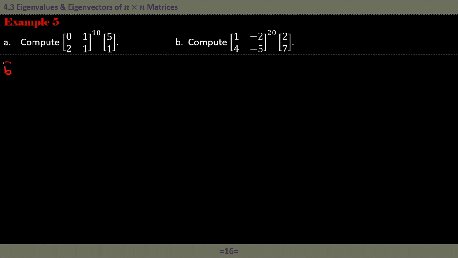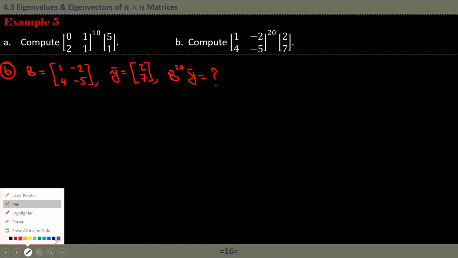So in part B, we're going to solve that thing. Let's say matrix B is [1, -2; 4, -5], and our vector y is (2, 7). Again, what is the question here? We need to calculate B to the power of 20 times vector y. So we need to evaluate this.